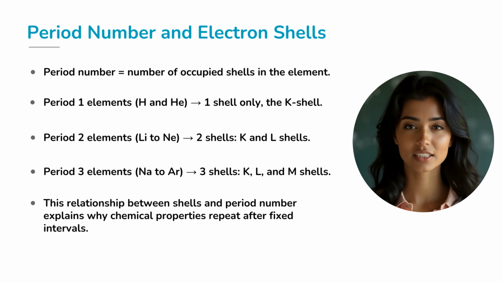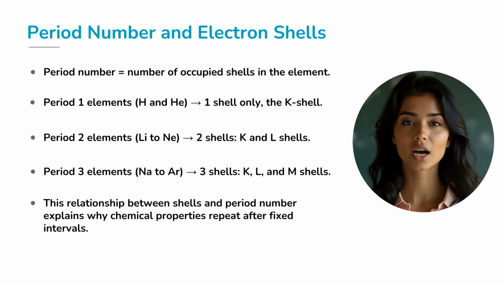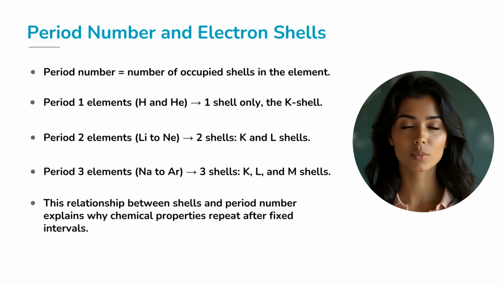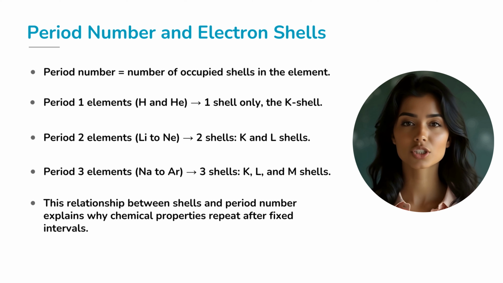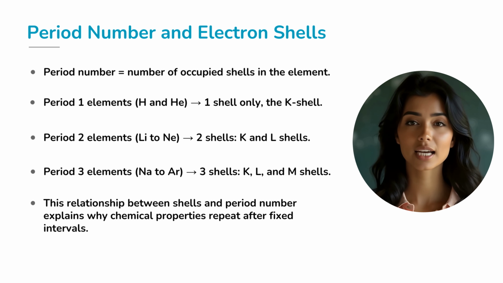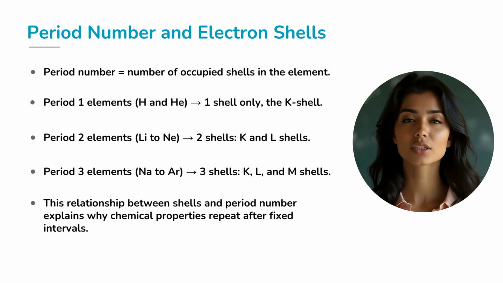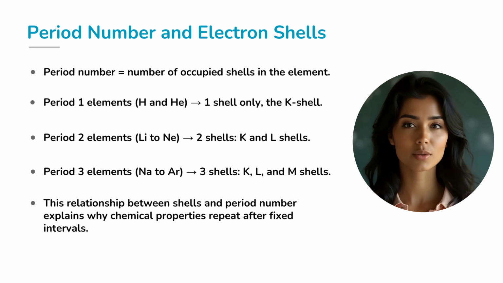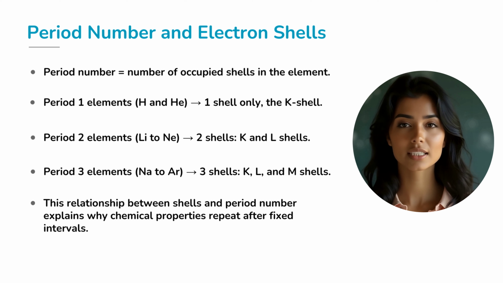Now let's dig a little deeper. The number of the period tells us exactly how many electron shells are occupied in that element. Period 1 is the simplest. Hydrogen and helium have just one shell, the K shell. Move to period 2, and suddenly, the elements from lithium to neon have 2 shells, the K and L shells. Period 3 is larger still, where sodium to argon occupy 3 shells, K, L, and M.